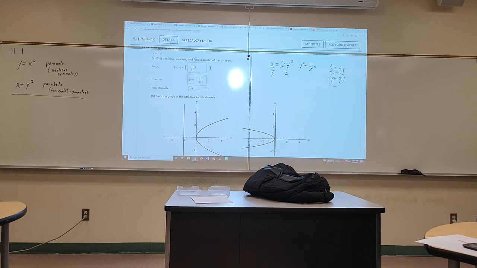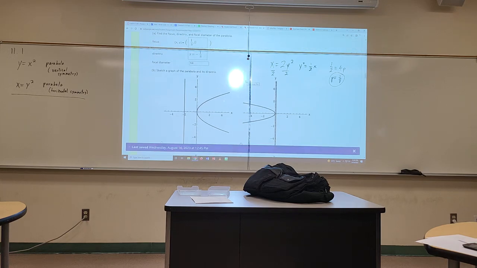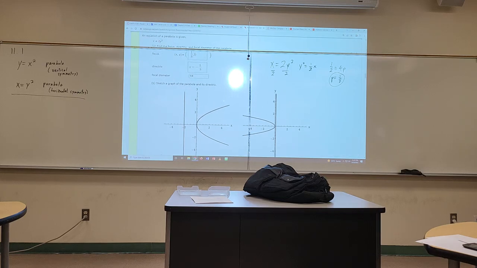If I'm interpreting the term correctly, it's not what I'm familiar with, I'm assuming that they're calling P effectively the focal radius in this case, so the focal diameter is all the way across from the directrix to the focus. But I still don't understand why we need to find the focus.